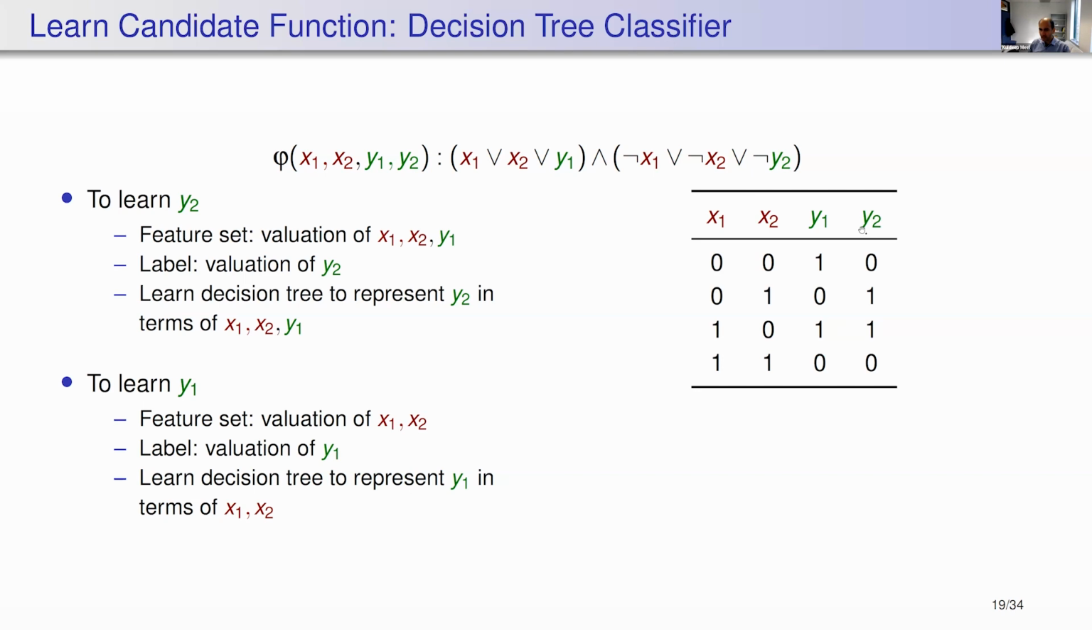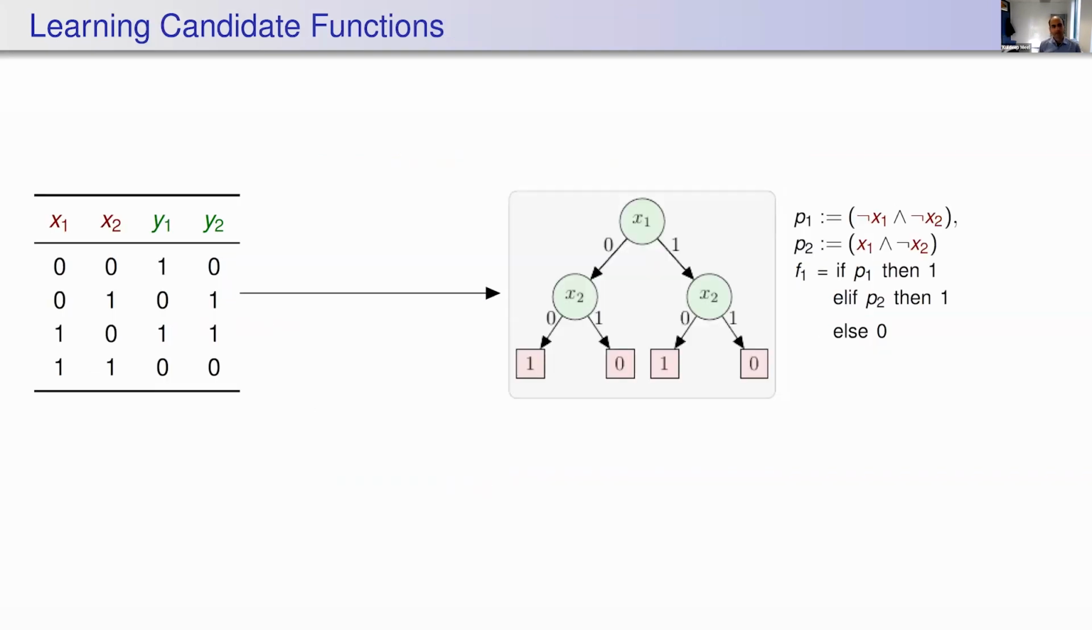You might have observed that learning a function for y2 in terms of x1, x2, and y1 is okay because y1 itself is a function of x1, x2. So how do we learn each of these functions? We treat these as the set of features and this as the label. We give it to scikit, and it generates the decision trees for us. Once we get these decision trees, how do we extract the function out of it? You can just look at the paths that go to leaf 1. So in particular, what we get here is if not x1 and not x2, then the value should be 1. Or if x1 and not x2, then the value should be 1. Otherwise, the value is 0.